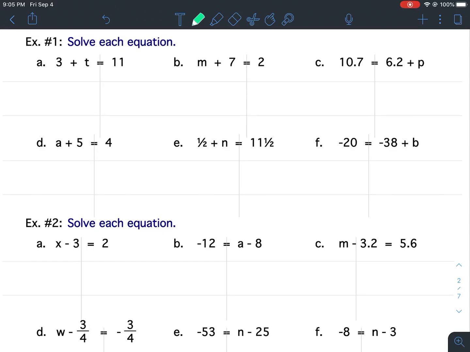Solving equations, lesson C notes, example number 1. We're going to solve each equation here. Now, I have, as you can see, all these different lines. I do that to help me keep things organized. Obviously, you don't have to do that, but I do want you to draw these lines here.